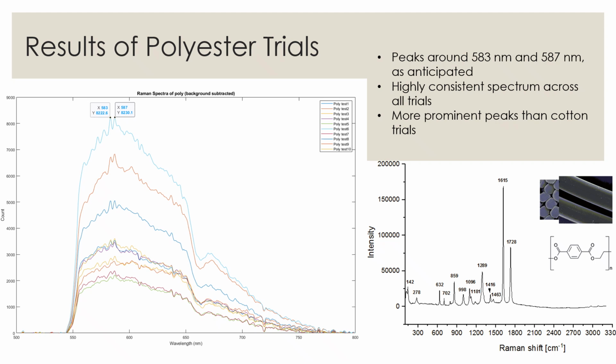The most important peaks for the identification of polyester are at 1600 wave numbers and 1730 wave numbers, corresponding to approximately 583 and 587 nanometers respectively. These peaks are consistently present in all of our trials with a high intensity despite the background fluorescence. The polyester trials were slightly more consistent and had somewhat more prominent peaks than the cotton trials shown previously.